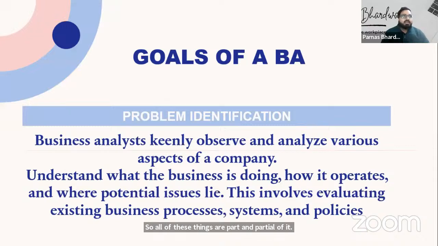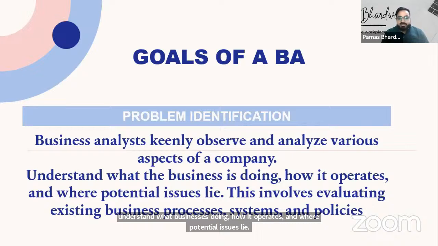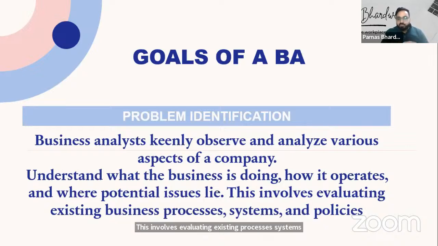Now let's have a look at the goals of a BA. We have around 4 goals for an individual BA. What we do is keenly observe and analyze various aspects of a company, and we try to understand what the business is doing, how it operates, and where potential issues lie. This involves evaluating existing processes, systems, and policies. Whatever current policies or business systems are going on, we constantly evaluate those, and we identify what problems are happening in my current organization.